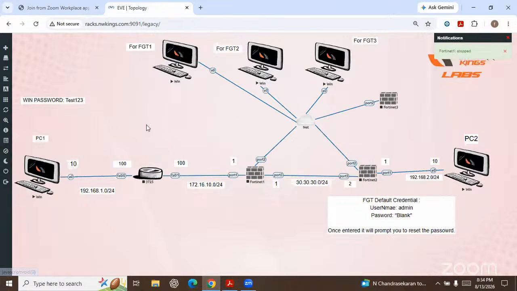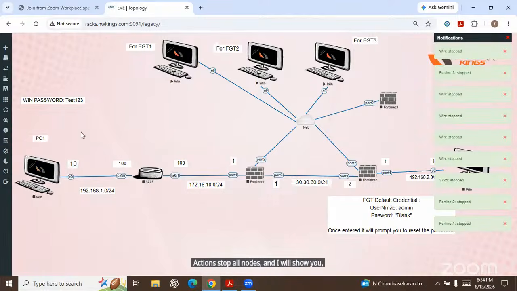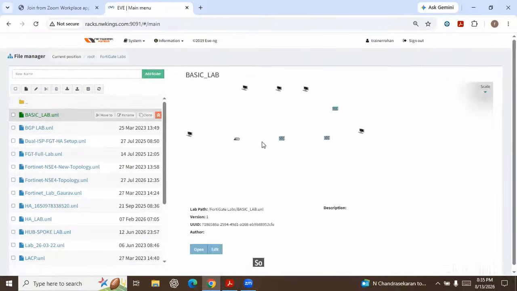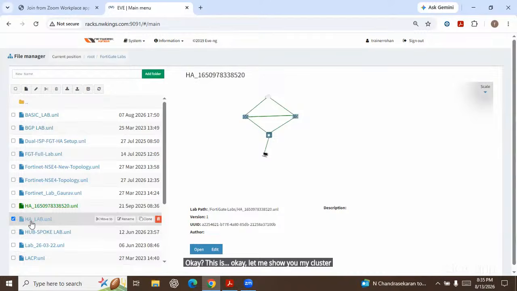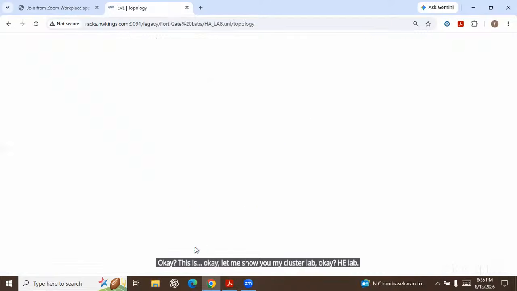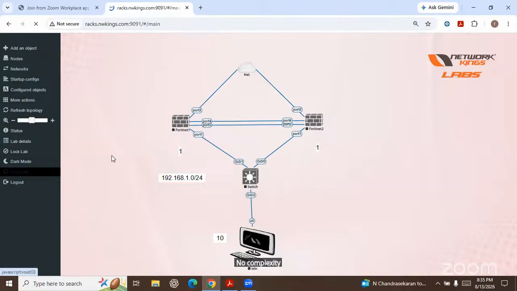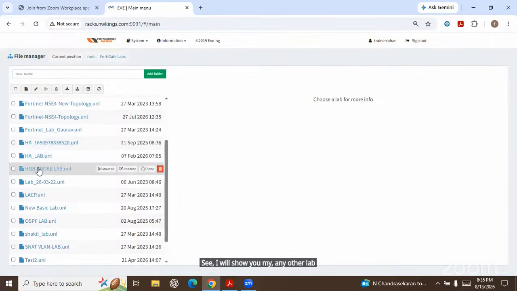Actions, stop all nodes, and I will show you all the labs I have. So that was the basic lab you saw. Okay, see my BGP lab. Let me show you my cluster lab, the HA lab. See, pretty simple: 2 firewalls, a switch, a PC, and the internet. No complexity, right? I will show you another lab, for example ADVPN, hub and spoke.